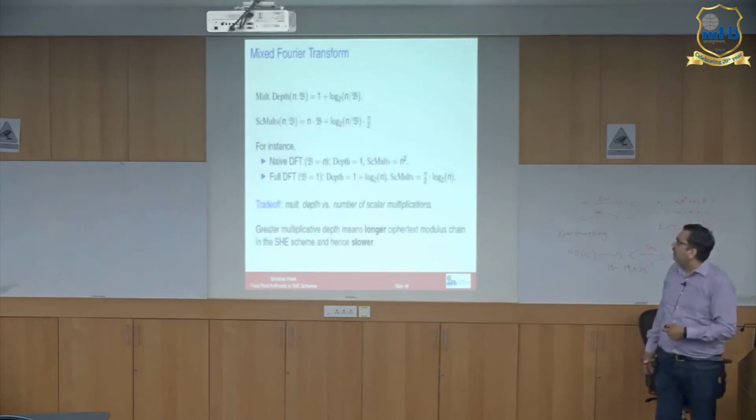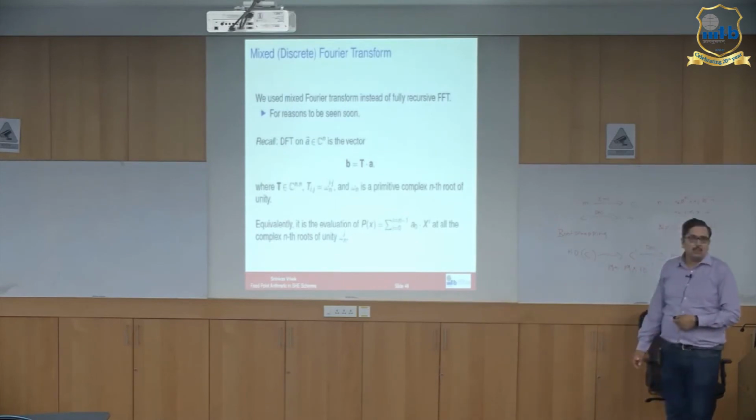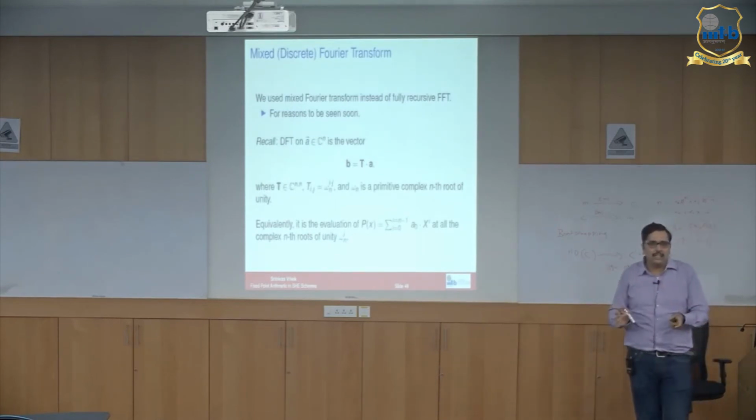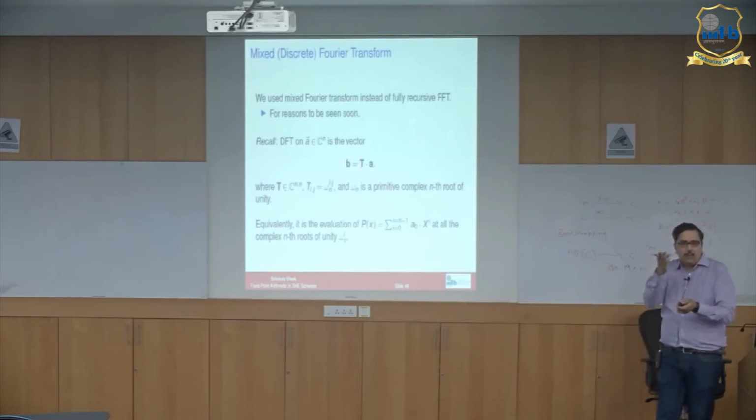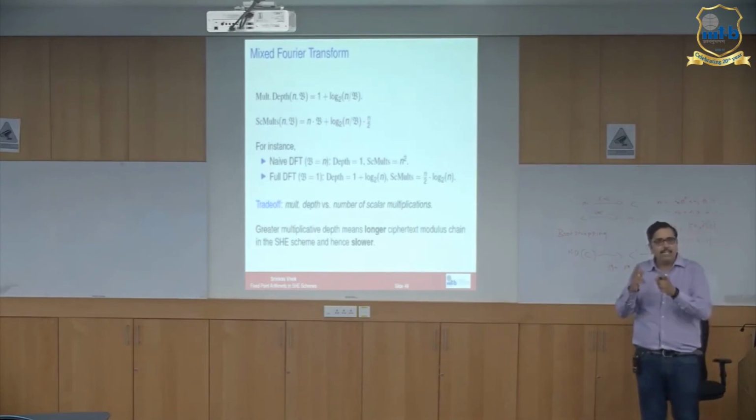Okay, and of course, because the roots of unity are all scalars, there's no need to encrypt them. So you can just view it as plaintext-ciphertext multiplication. So matrix-vector multiplication, we know how to do it in a naive way. It just needs multiplicative depth 1, and n square multiplications.